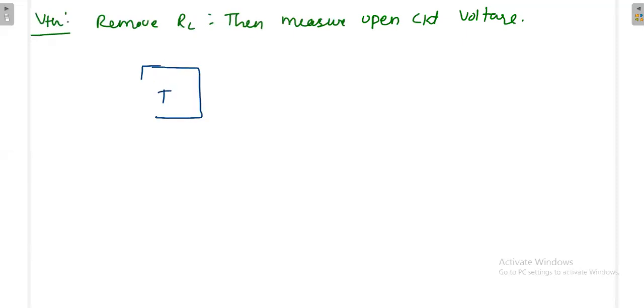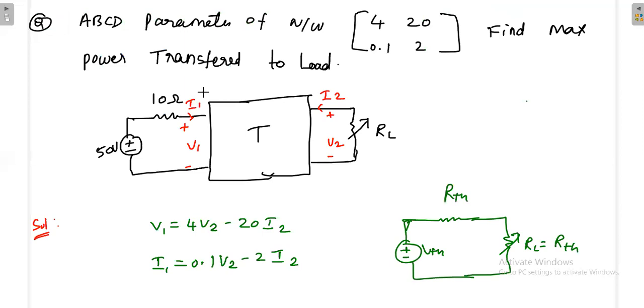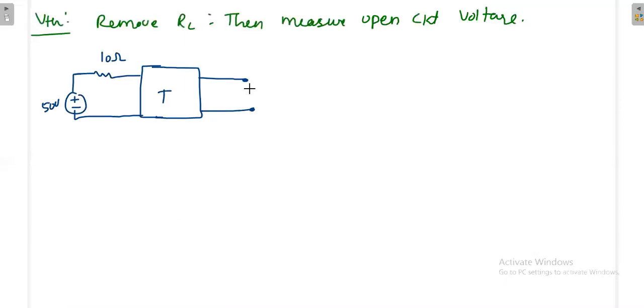T is given and this is 10 ohm, this is 50 volt. Okay, and again, VThevenin means just you open the load. So what I have done, 50 volt is there, 10 ohm is there. Just I have removed the RL.